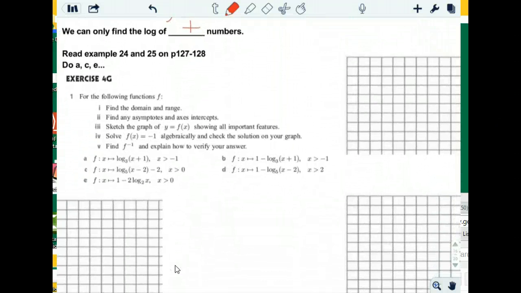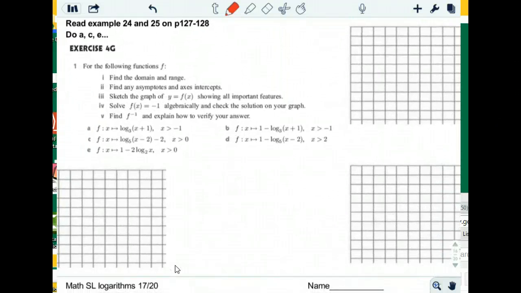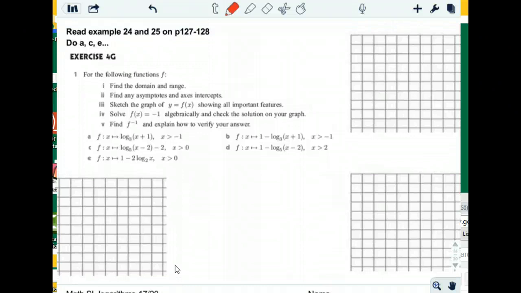Okay. And now we just have 3 quick graphs we're going to do here. Find the following functions f. Find the domain and range, find any asymptotes, axes, intercepts, and solve when f of x equals -1 algebraically, check the solution on your graph, find the inverse function f inverse, and explain how to verify your answer. So the first one is log base 3 of x plus 1.